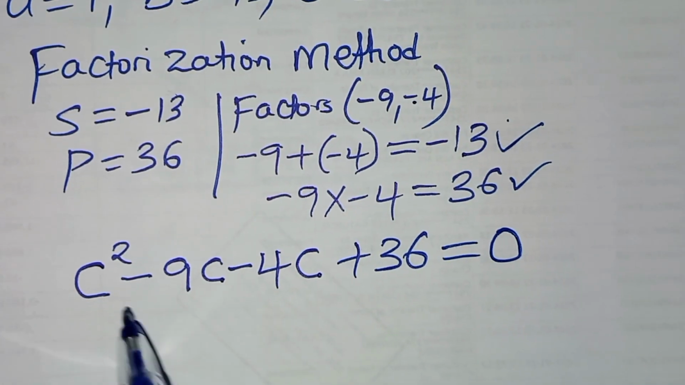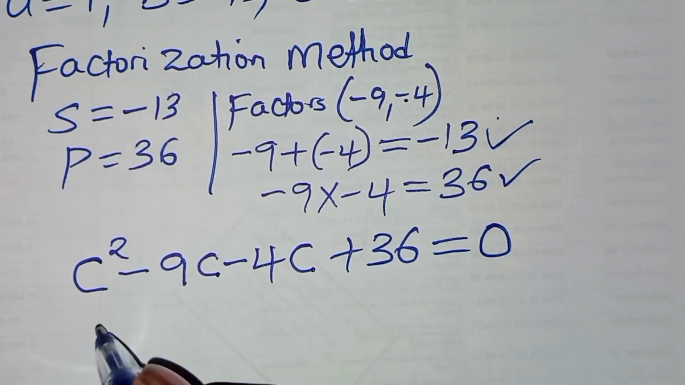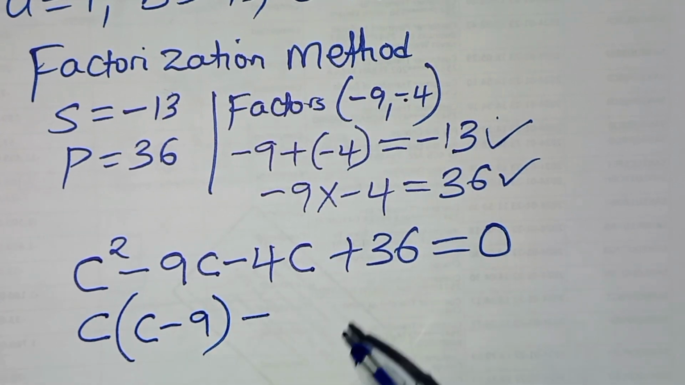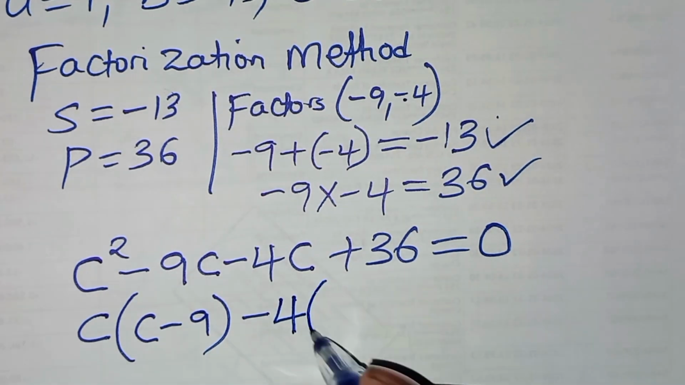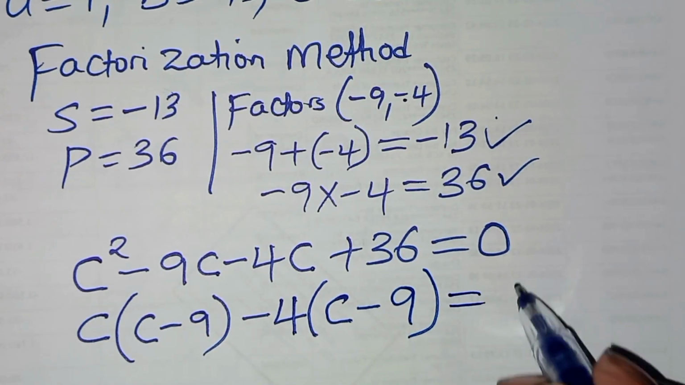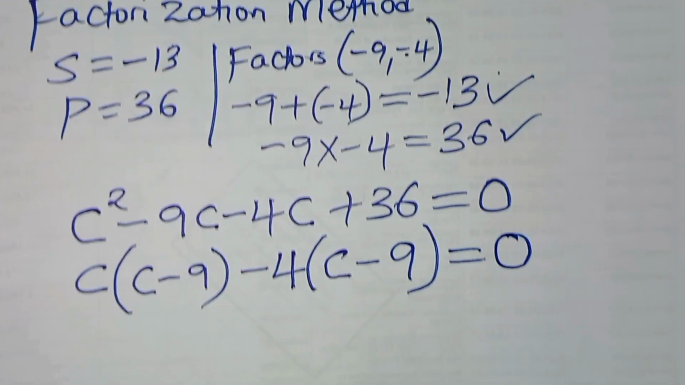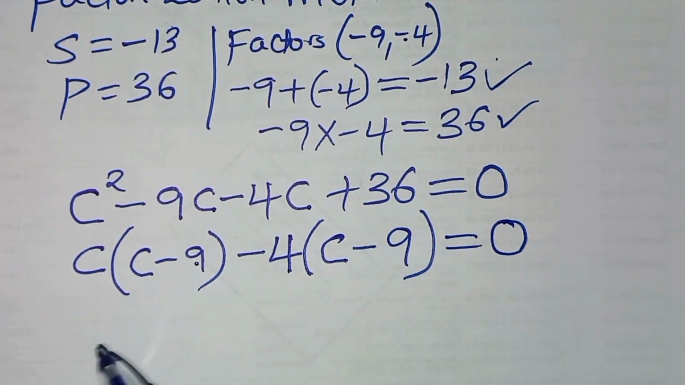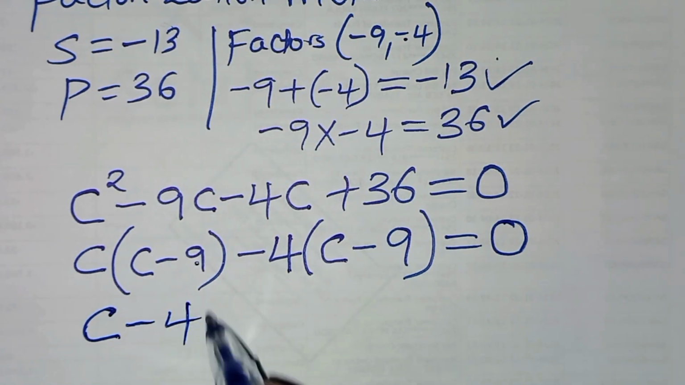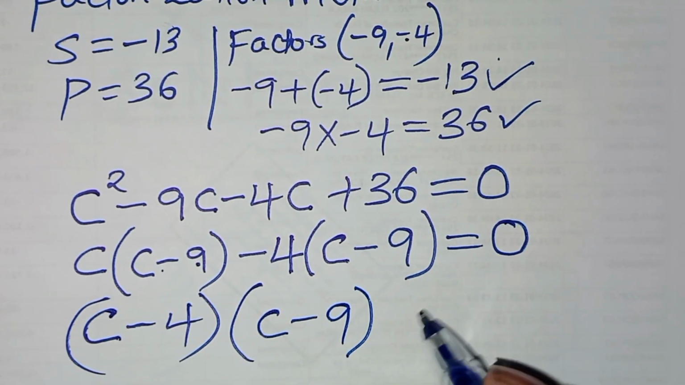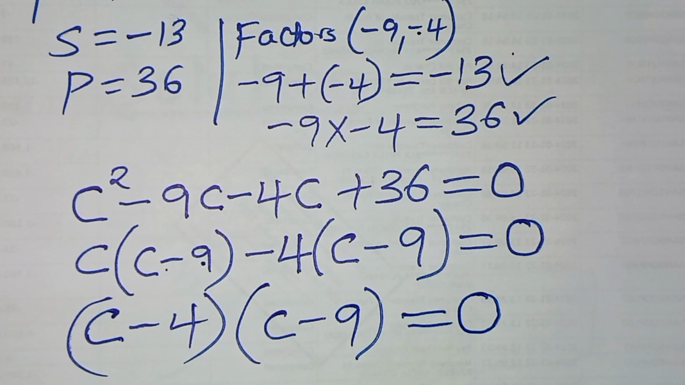And therefore from here, we can factor out c. C is common here. Let's factor out c. So we'll have c minus 9. Subtract, this is 4c plus 36. So here 4 is common, so we factor out 4. We'll have c minus 9, equal to 0. So now you can see we have c minus 9 and c minus 9 here. So we have c minus 4 and then here we have c minus 9, which is equal to 0.